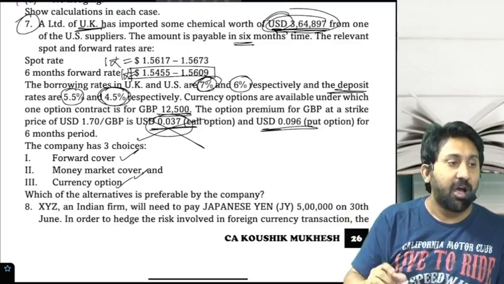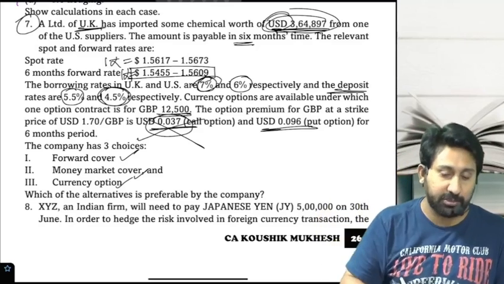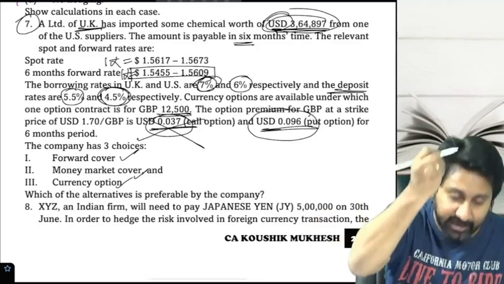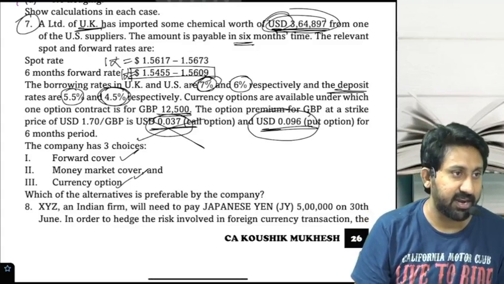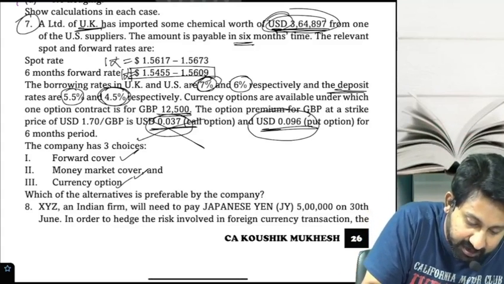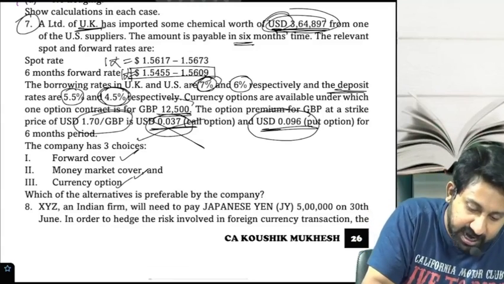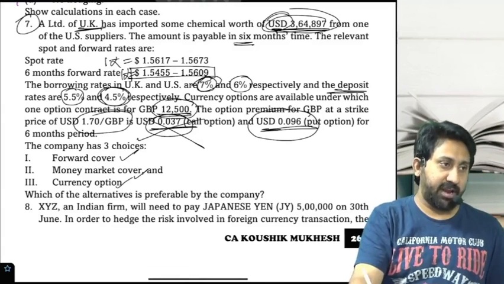Selling pounds means the option to sell, so which option is it? Put option. This is the relevant rate. The GBP strike price is 1.7. The standardized lot size is 12,500.